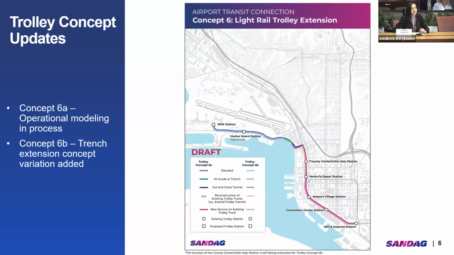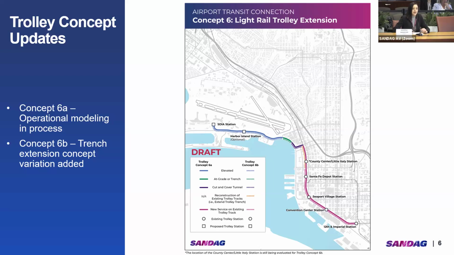On the trolley concept side, it's a little simpler. We have an existing trolley concept that would connect from 12th and Imperial Transit Center all the way up to the airport. It would share track with the trolley services today all the way through downtown, up through Little Italy, and then spur off to the west in order to arrive at the airport at an elevated state. And what we're doing right now is conducting some operational modeling to demonstrate, can we have this trolley connection do better than 15-minute service without inhibiting any of the other trolley services in downtown?